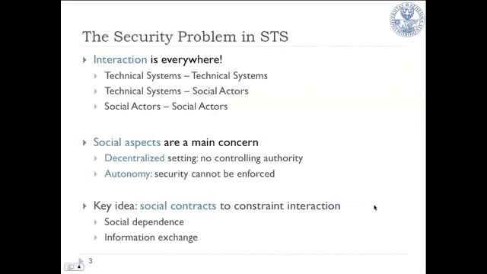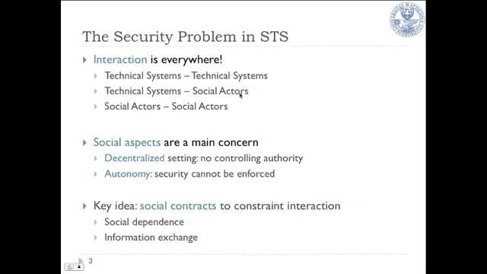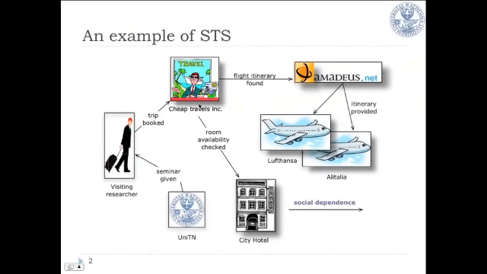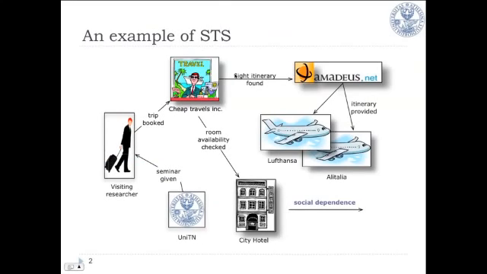Our purpose is basically dealing with security in socio-technical systems. You saw that interaction is everywhere. It is between technical systems, like in the case of the Amadeus flight service when interacting with the different services of the airline companies. It happens between technical systems and social actors, such as in the case of the travel agency when interacting with the Amadeus flight service, and it occurs between social actors, such as in the case of the visiting researcher with the travel agency or the visiting researcher with the university.